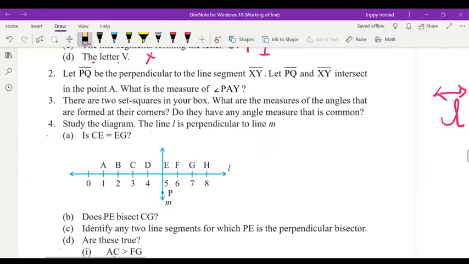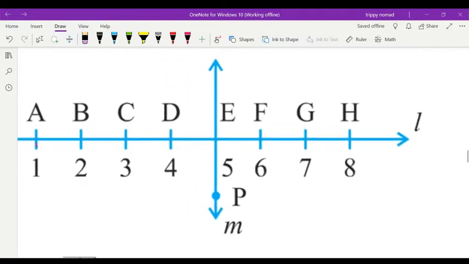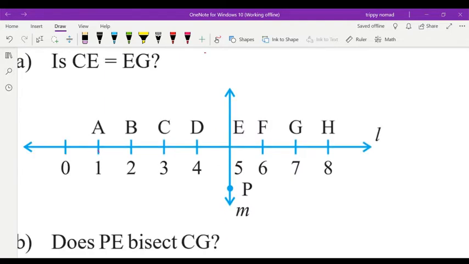Now I am going to start the next, fourth question, from this figure. Study the diagram. Line L is perpendicular to line M. This is line L, this one, and this one is line M. You can see that the cursor is moving. This is line L and this is line M. First question, CE is equal to EG. Where is CE? This one is equal to EG.